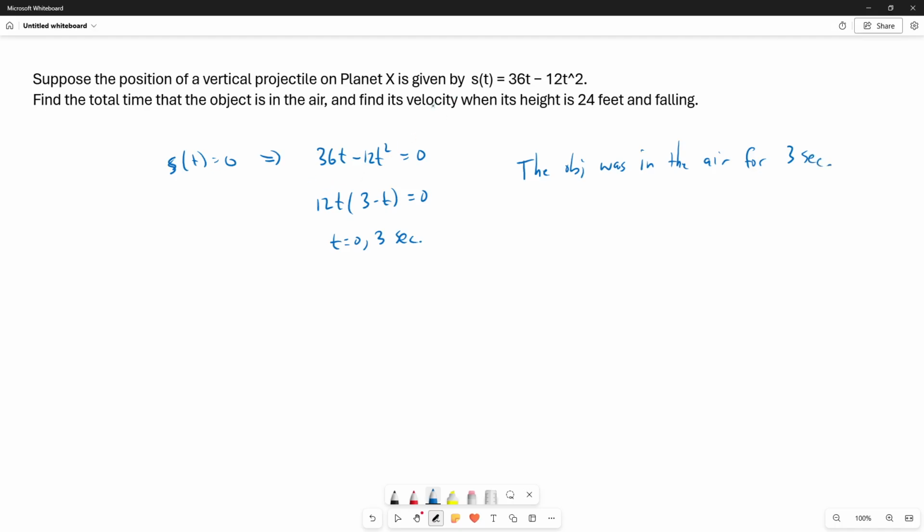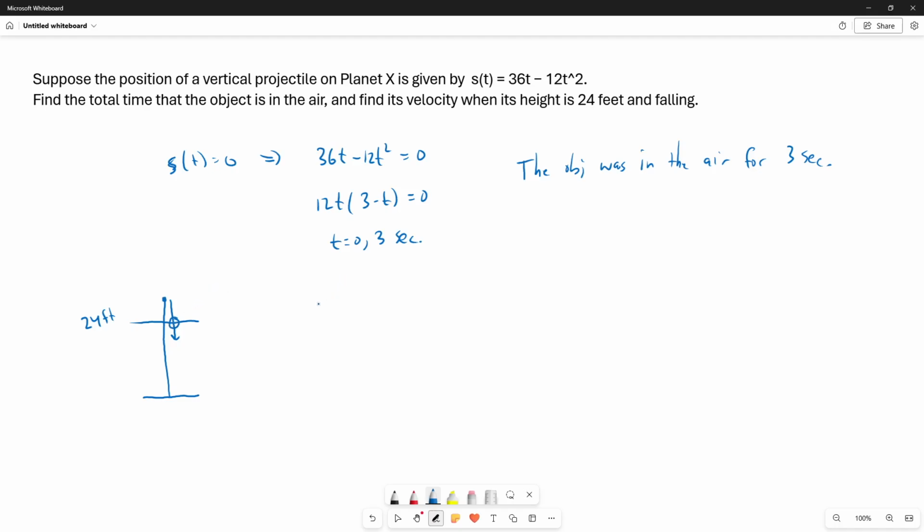Now we want to know how fast it was going when it was 24 feet in the air. So presumably it reached that height and was falling. So here's the ground. The object went up and then fell. And at some point it must have been 24 feet, or we'll discover that it was 24 feet in the air. And we want to know how fast it was going. What was its velocity when it was falling?